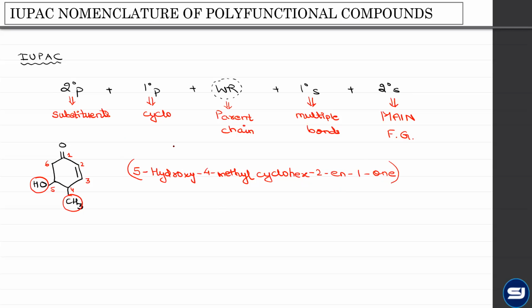Understood? So why can't we number anti-clockwise? If you number anti-clockwise, you will get the hydroxy at the 3rd and the alkene at the 5th and 6th carbon.